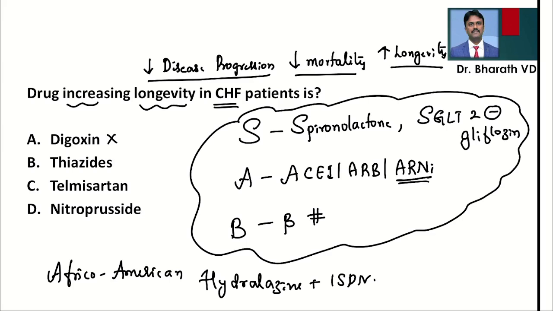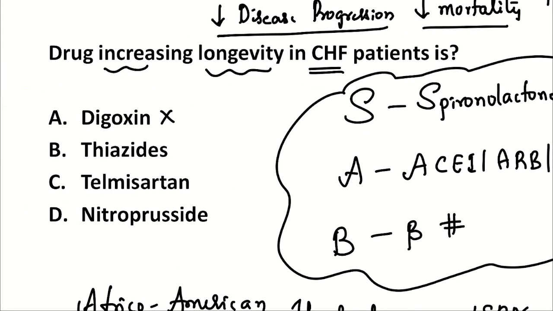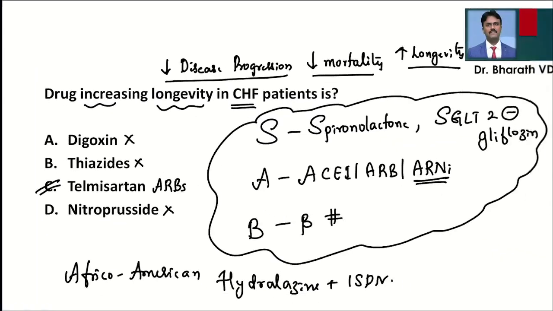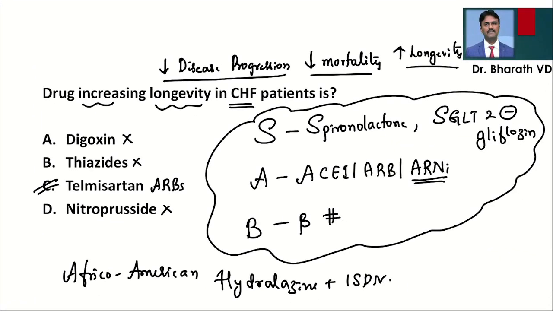Digoxin is used in chronic CHF, but it will not decrease the mortality. Thiazides are not so much helpful in chronic CHF. Sartan belongs to ARBs. Yes, ARBs can be helpful in chronic CHF. Nitroprusside is used in acute CHF and it is not going to decrease the mortality. So the answer will be C, telmisartan. Remember the mnemonic SUB.